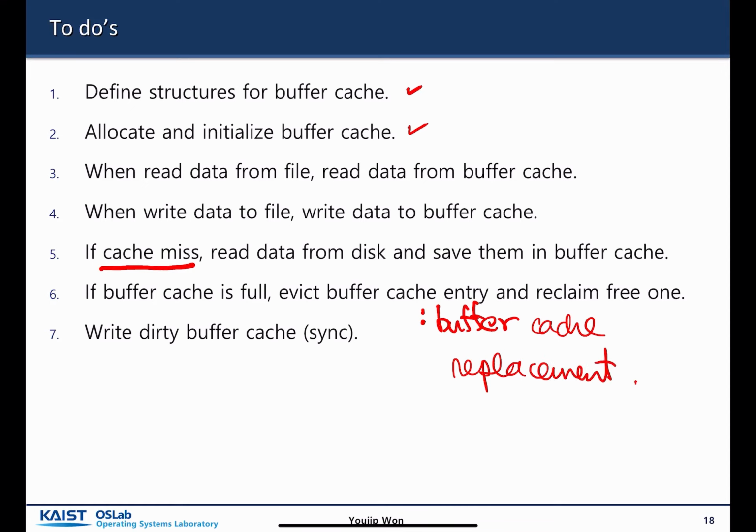And then you have to write a routine to write the dirty buffer cache. It is possible that after a block is read from the disk to the buffer cache, the application might have changed the contents of the buffer cache. In that case, you have to write the dirty page back to where it was read from. So you have to write a routine that synchronizes dirty buffer cache to the disk. This is the list of things to do. It's very simple and it is very fun.